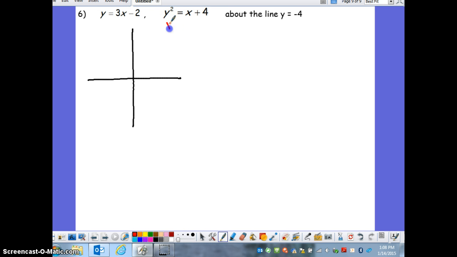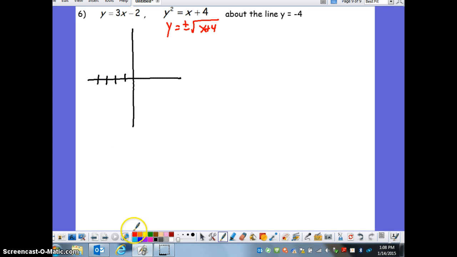When I solve this for y, I'm going to have y is equal to plus or minus the square root of x plus 4. So that's going to be a square root function with the top and the bottom pieces of it because of the positive and the negative. It's going to be moved to the left 4 because of that positive 4 there on the inside. So drawing this one in, it's going to look like this.